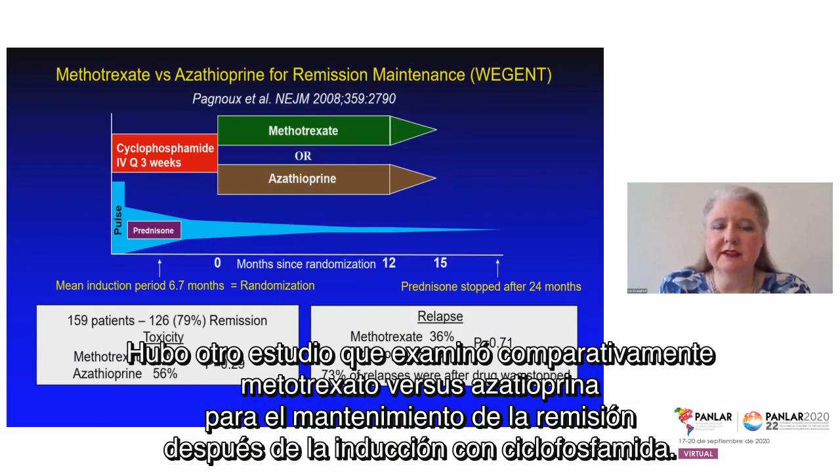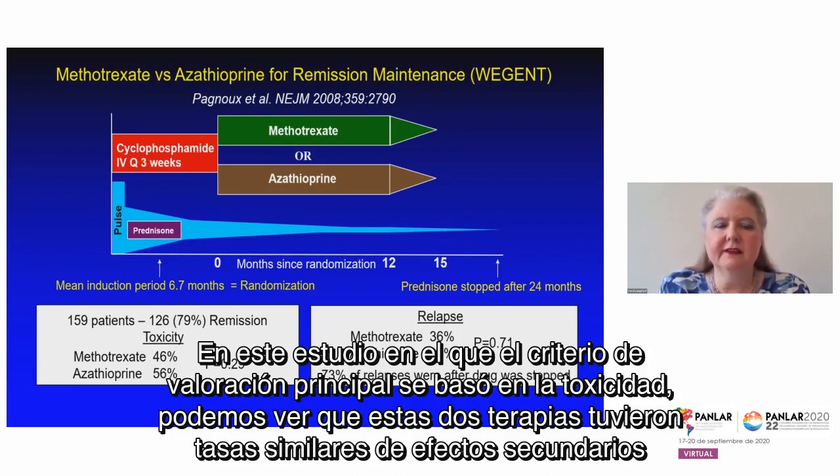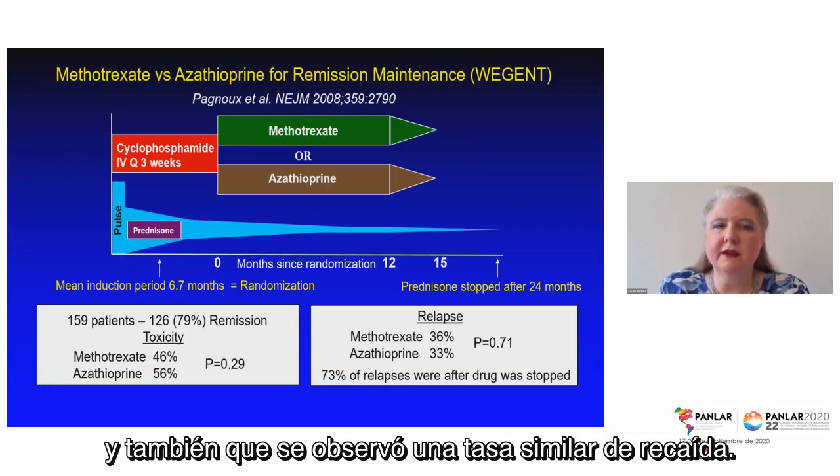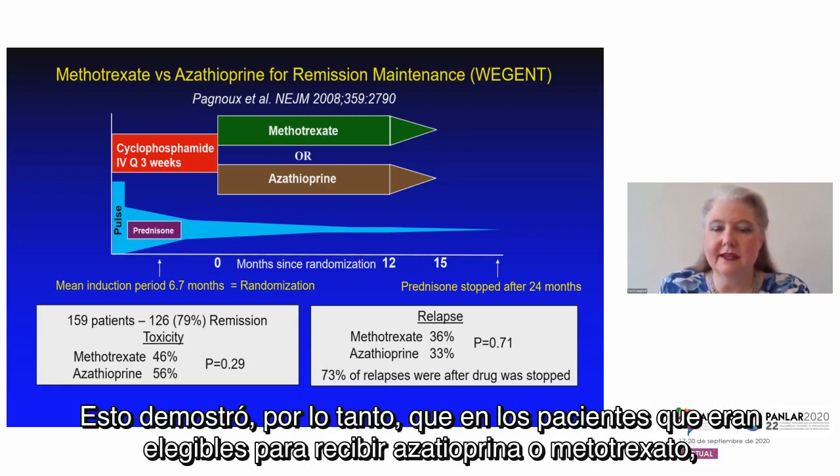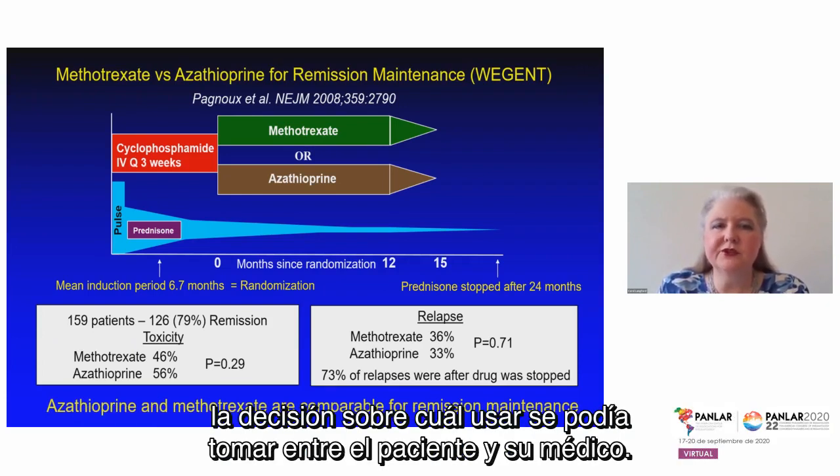There was another study which examined comparatively methotrexate versus azathioprine for remission maintenance after cyclophosphamide induction. In this study, in which the primary endpoint was based on toxicity, we can see that these two therapies had similar rates of side effects, and also that there was a similar rate of relapse that was seen. This demonstrated, therefore, that in patients who were eligible to receive either azathioprine or methotrexate, the decision about which to use could be made between the patient and their physician.